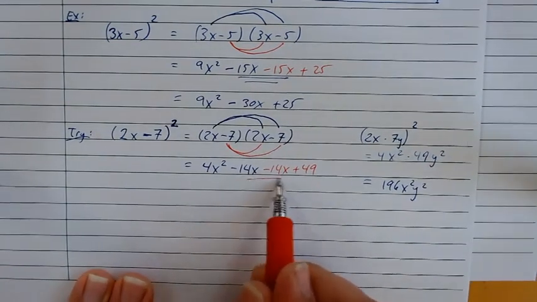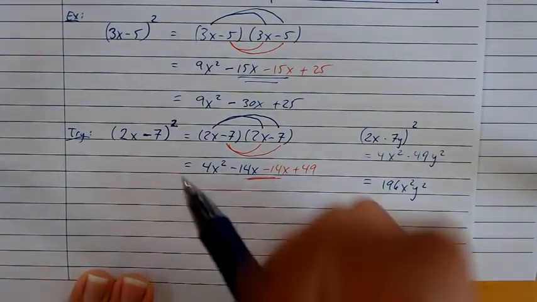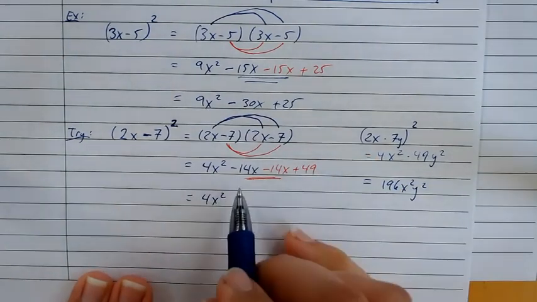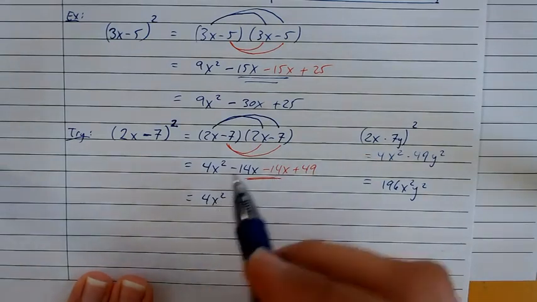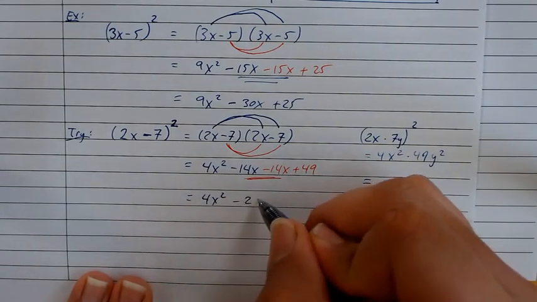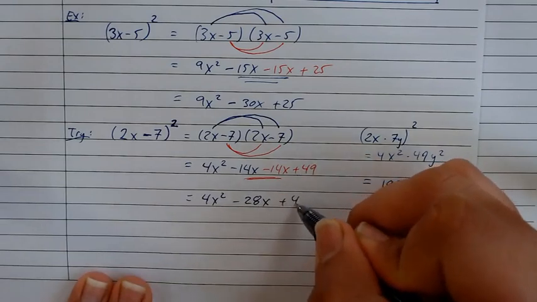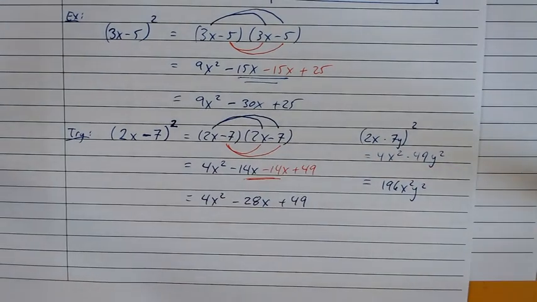Notice you have some like terms here which you can combine. So this will give us a final result of 4x squared. You have minus 14x minus another 14x. That's minus 28x. And then you have a 49 as a constant. So that's our result.